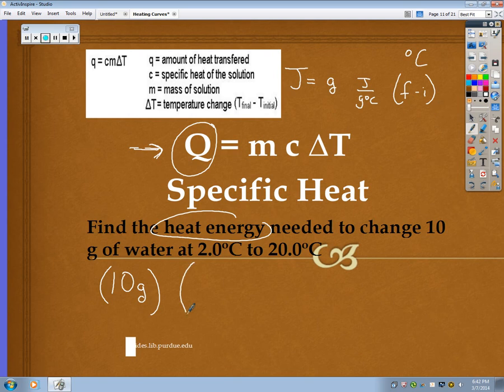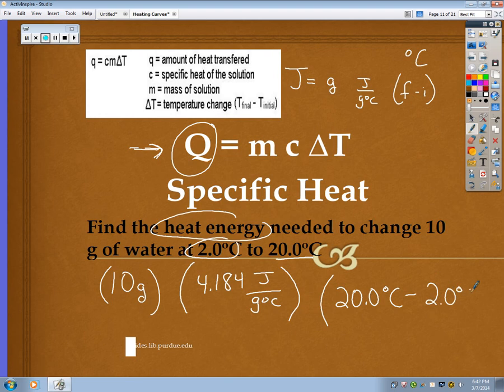So, I'd go 4.184 joules per gram degrees Celsius. And then I do final minus initial. What's my final? What do I end up with? I end up with 20 degrees. What do I start at? Right here, I start at 2. So minus 2 degrees Celsius. So when I do my math, what do I end up with? I end up with 10 times 4.184. And what is 20 minus 2? It's 18 degrees.